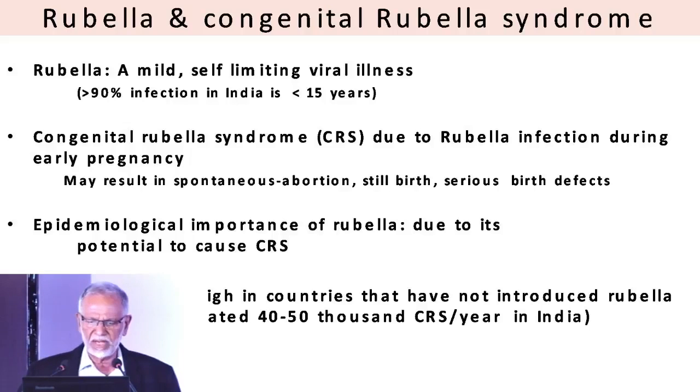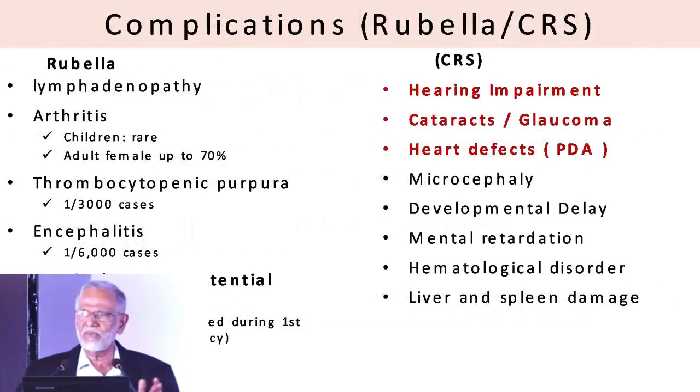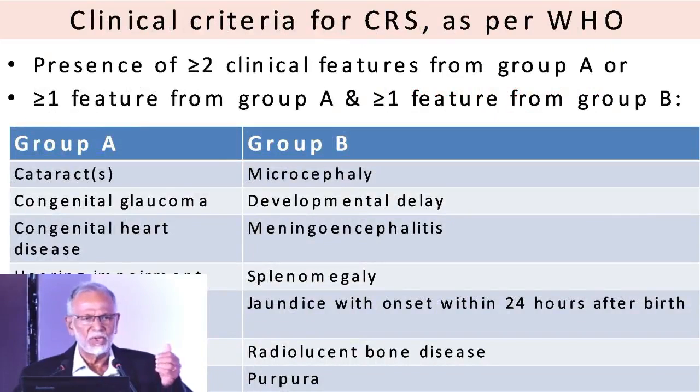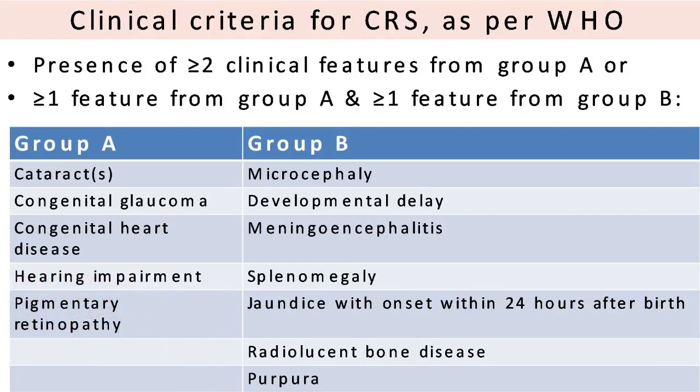A lot has been mentioned about CRS, so I will not go into details. The importance for rubella as to why we are attempting to eliminate rubella transmission is because of CRS. Most of you are pediatricians, so I don't need to spend much time on CRS. Clinical diagnosis: if you have 2 items on group A, you have confirmed CRS. If you don't have 2 or only 1, then you go to group B, and if you have 1 of A and 1 of B, then you diagnose clinically CRS.